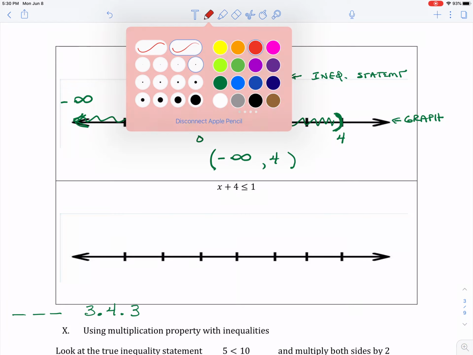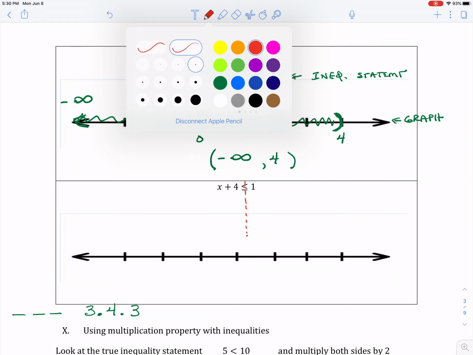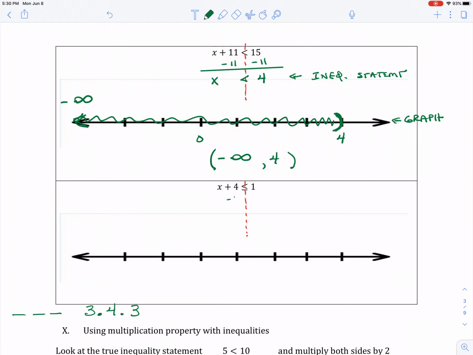All right, last one for this video. Here's the inequality symbol. So that separates left side from right side. I only need to subtract 4 here to have this inequality solved. So there is the inequality statement.